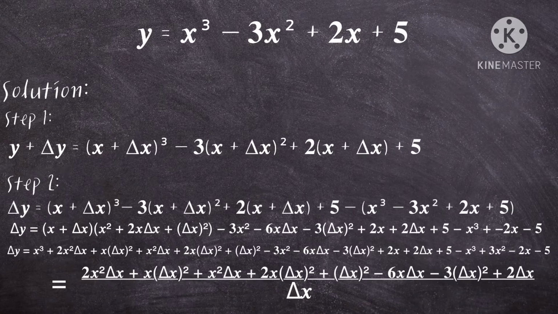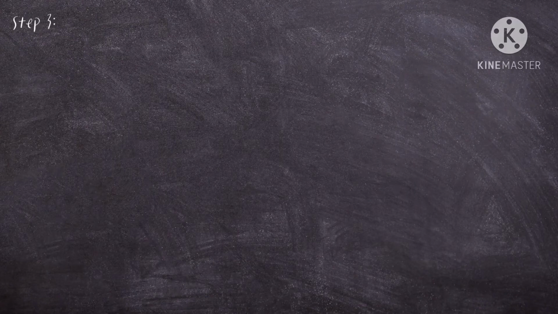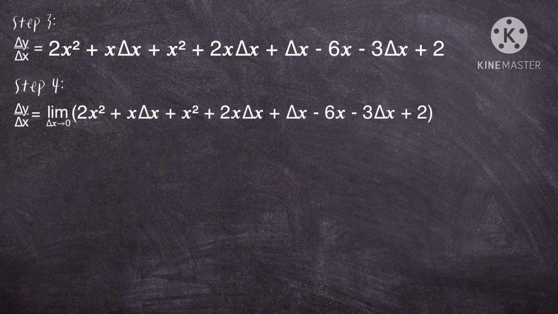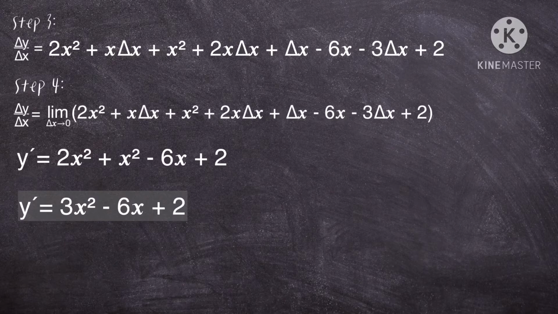And in step 3, we will divide both sides by delta x. So, it is now 3x squared plus 3x delta x plus delta x squared, minus 6x, minus 3 delta x, plus 2. So in step 4, we will determine the limit as delta x approaches 0. So the result is y prime equals 3x squared minus 6x plus 2.